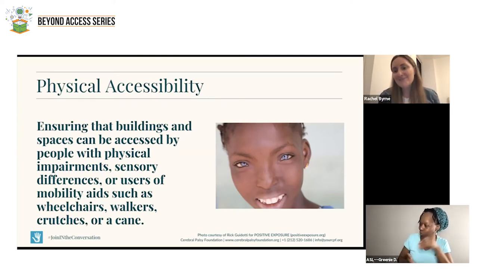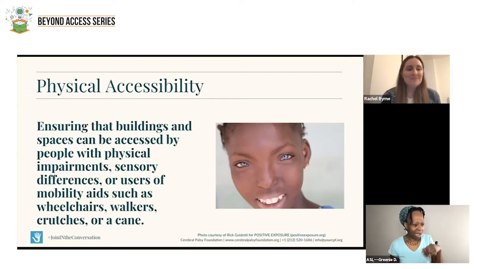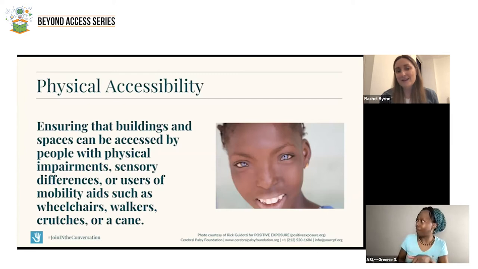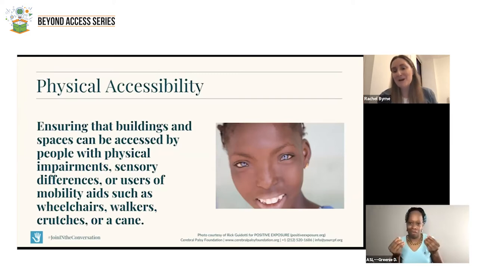Information posted at eye level. These are all really things that we can all do. This isn't costly. Playground equipment that's usable by all. Thinking about how playgrounds are set up. Accessible bathrooms. And again, making sure those accessible bathrooms are actually usable for all, not using them as storerooms.